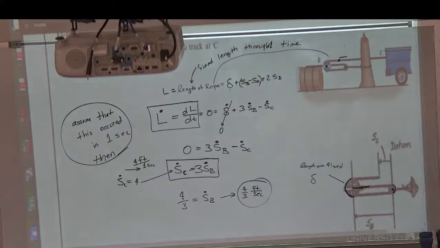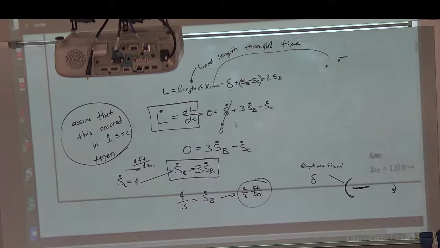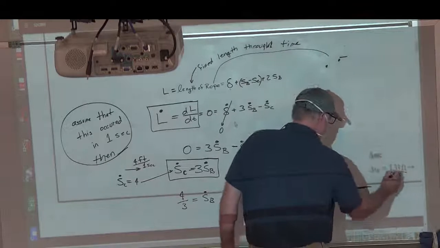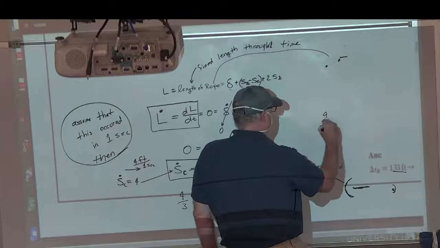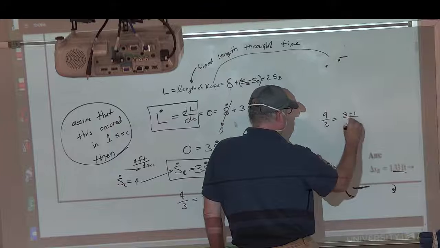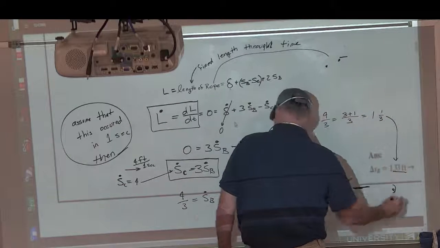Now, let's see if we're right. Right meaning correct. Okay, 4/3 and 1.33, 4/3, same thing as 3 plus 1/3, or 1 1/3, which is that.